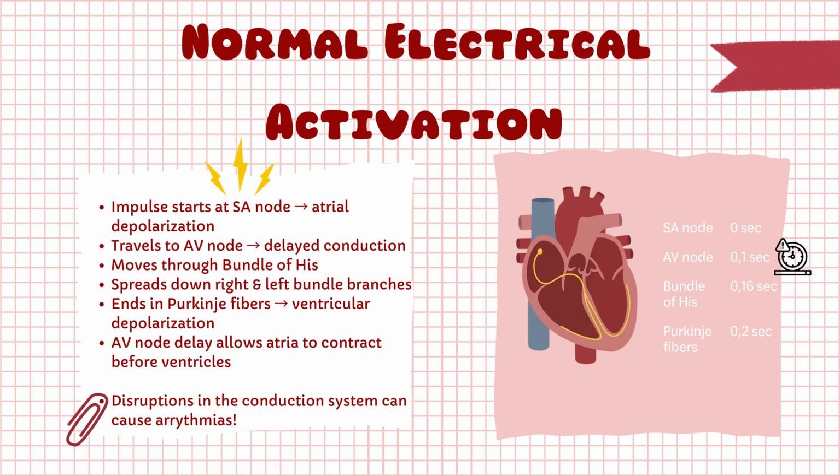Next, the signal travels rapidly down the bundle of His, into the right and left bundle branches, and finally into the Purkinje fibers. This triggers ventricular depolarization, starting from the apex and moving upward toward the base, allowing blood to be pumped out efficiently.